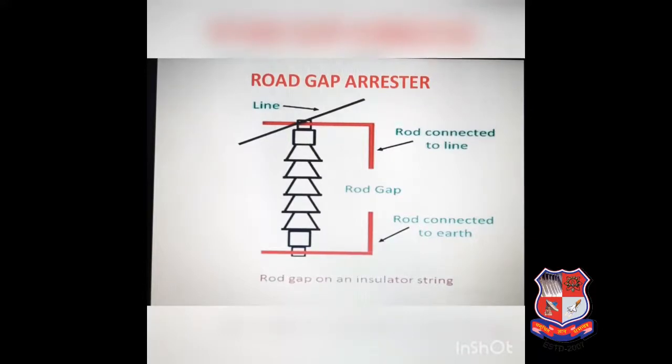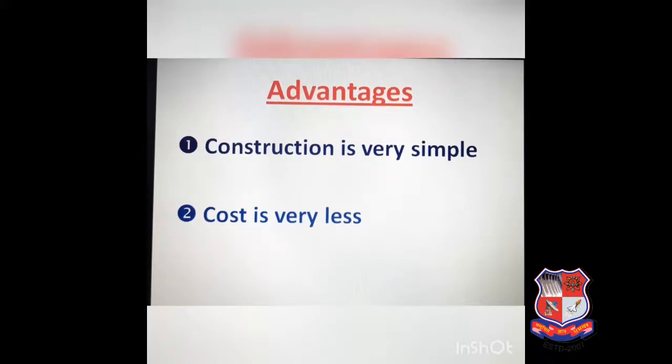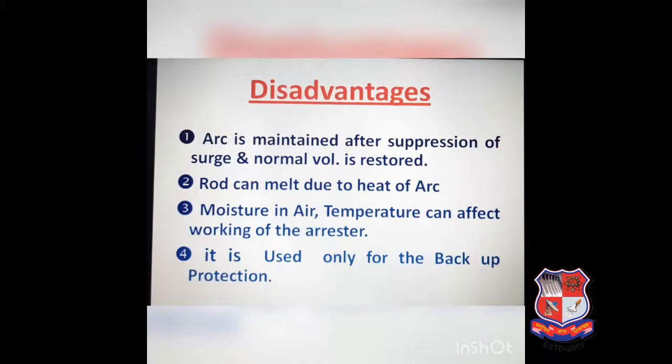Now we will discuss advantages and disadvantages of the rod gap arrestor. Advantages. As we have seen, the construction is very simple and cost is very less as compared to other lightning arrestors. But there are a few disadvantages for the rod gap arrestor. First, the arc is maintained after the suppression of the surge and normal voltage is restored. The arc is maintained for some time, even though normal voltage is restored in the power system.